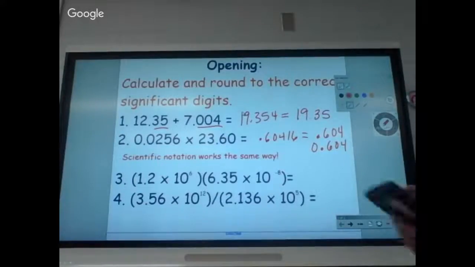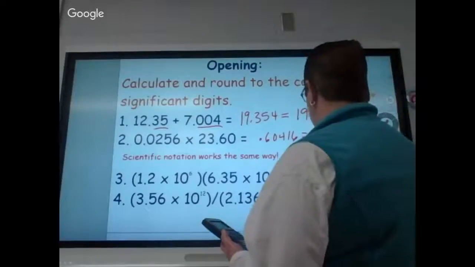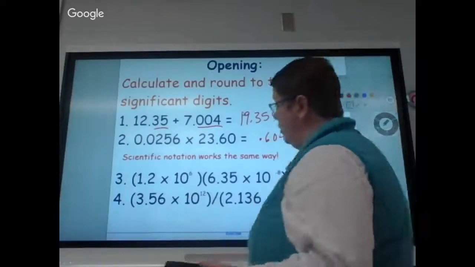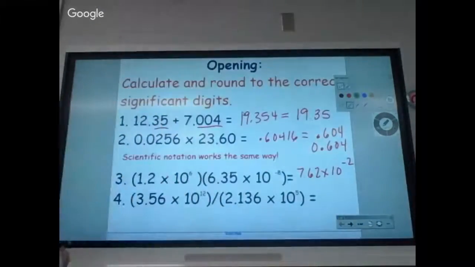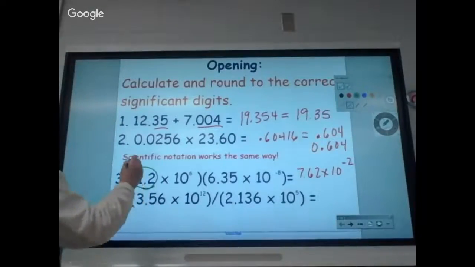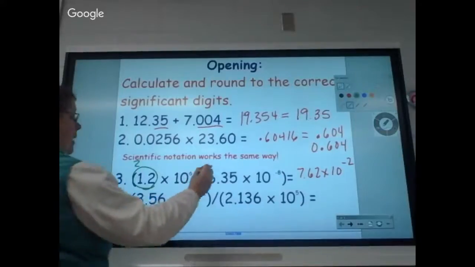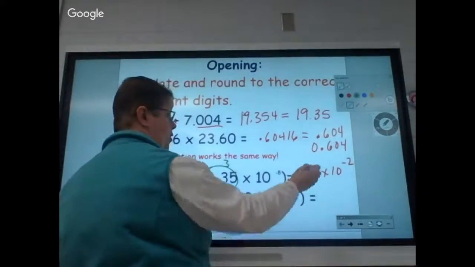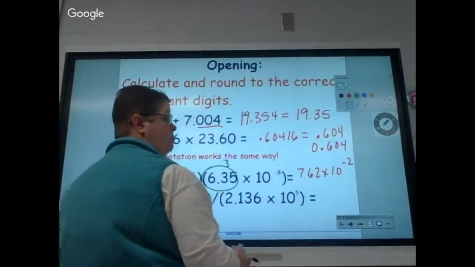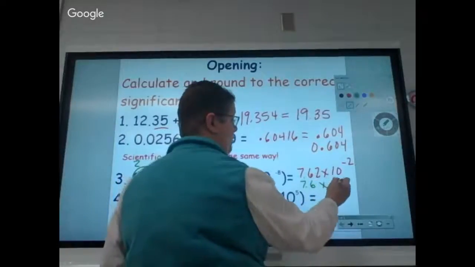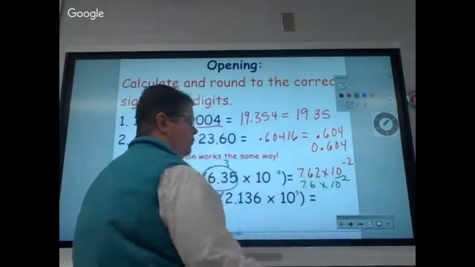So 7.62 times 10 to the negative second. Now, when you look at this, it's multiplying, so we're using what rule? Significant digits. So how many are here? 2. 2 significant digits. How many are here? 3. So I want how many in my answer? 2. So what are the first 2 significant digits? 2.6. So 7.6 times 10 to the negative 2.